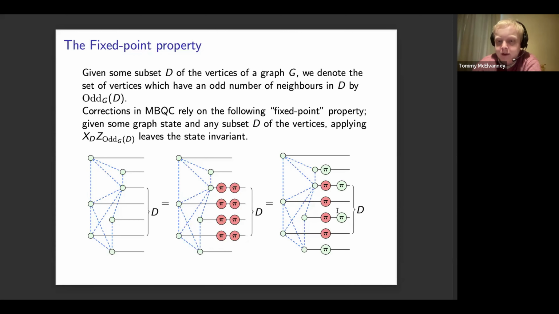So the fixed point theorem tells us that to correct a YZ measured vertex, it needs to be in its correction set and not its odd neighborhood, so it just gets a red pi. To correct an XZ measured vertex, it needs to get a red pi and a green pi, and so it needs to be in both its correction set and its odd neighborhood. And as before, XY measurements just get a green pi error, and so they need to be in the odd neighborhood when using the fixed point property.